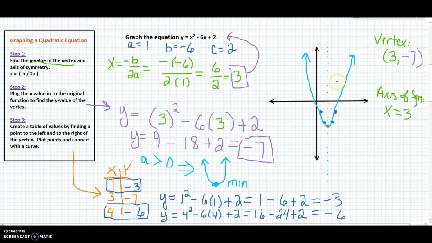So from there, we can say our vertex is at 3, negative 7. Our axis of symmetry is at x equals 3. We need to know the domain. And we've learned that the domain for a parabola is always all real numbers.